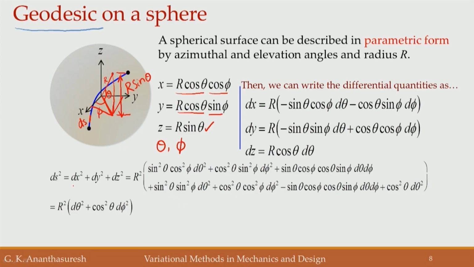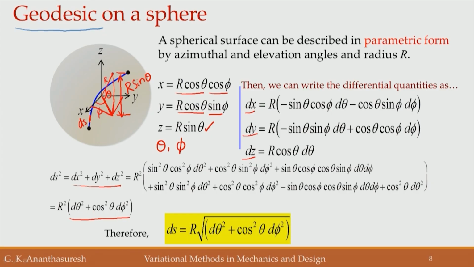Okay. Now, if I take any small segment on that curve and call it ds, the ds square is given by the sum of all these, Pythagoras theorem applied twice, and we substitute for dx, dy, dz from these expressions over here, then we get a long expression for ds square, and when we simplify it, using a trigonometric identity, we get ds square is r square times d theta square plus cosine square theta d phi square. Okay, that is what we get as ds.